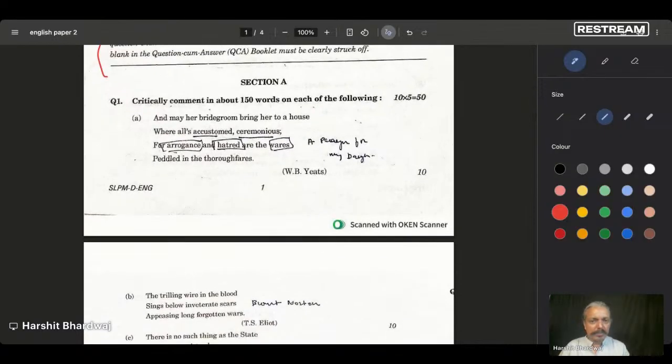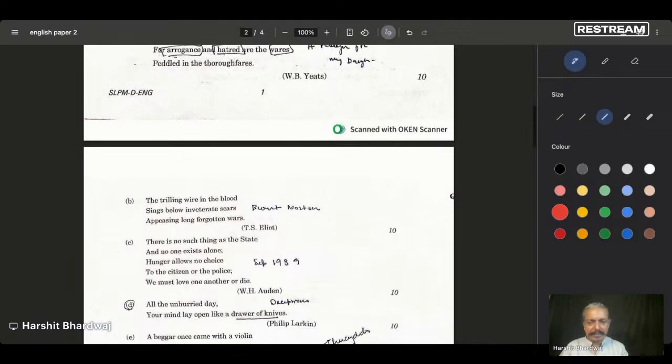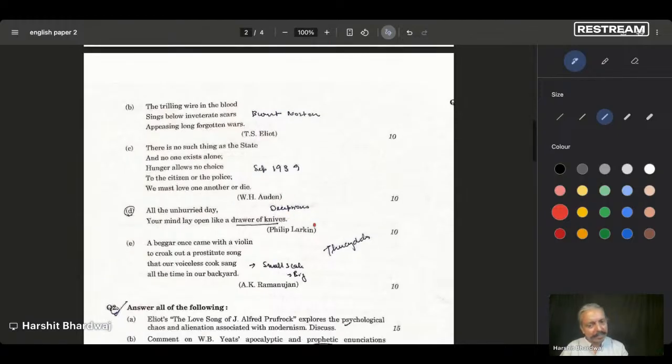The first question, as you all know, is the compulsory question, section A, poetry. They give you 5 pieces of poetry from all the 5 poets. We have 5 poets in the syllabus, 1 each from everyone. W.B. Yeats, the first one. T.S. Eliot, the second one. W.H. Auden, the third one. Larkin, and then Ramanujan.